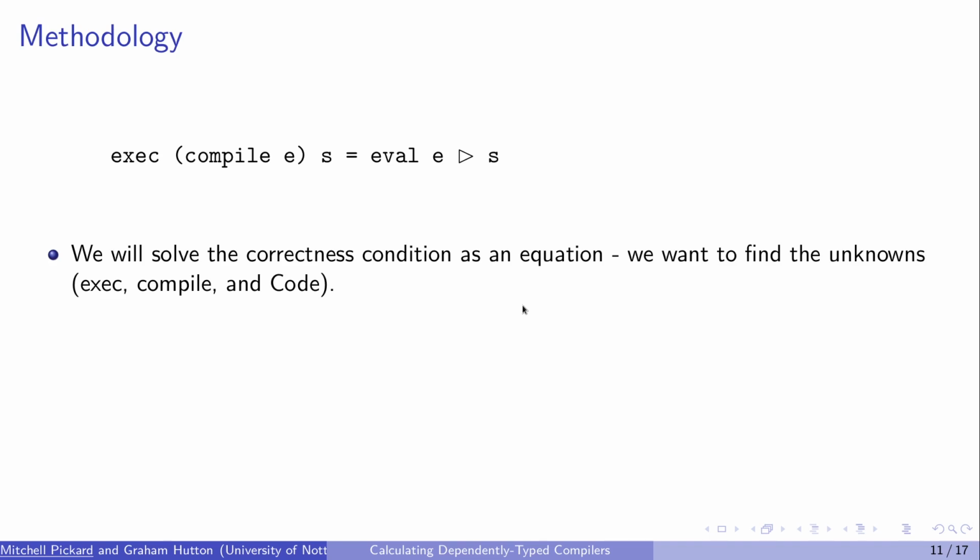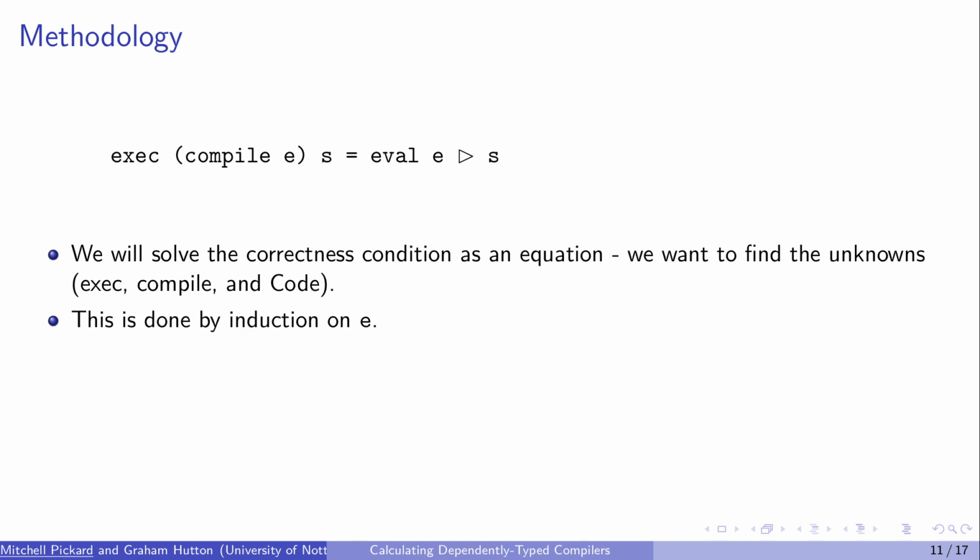Now, how are we actually going to do the calculation? We have this correctness condition from before, and we want to solve this as an equation. We've got some unknowns here that we need to find. The unknowns in this case are the compiler, which is one of the key components we're calculating, the execution function, which will tell us how to execute the abstract machine, and the actual code type for the abstract machine. Previously, we only defined the type of it. As we go through the calculation, we're going to be defining new constructors for this code type.